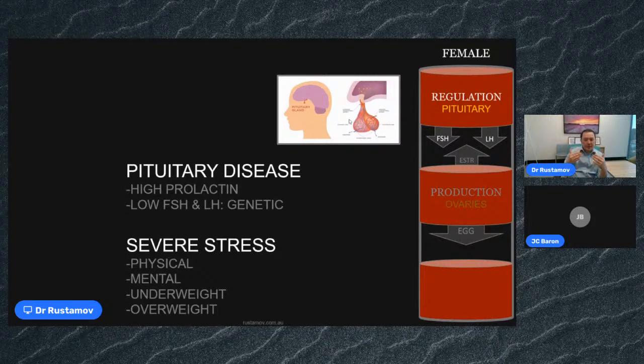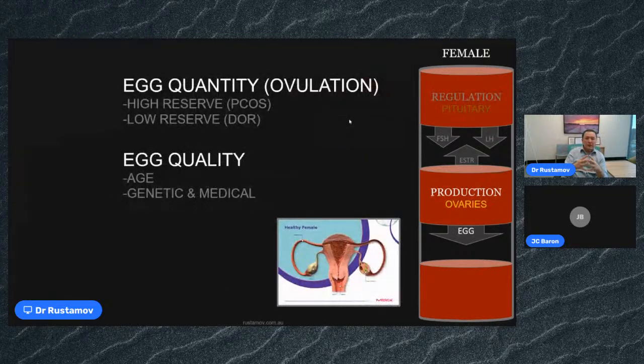It's the body's defense mechanism: if women or men are undergoing severely stressful events in their life, the body protects them and doesn't let them conceive. Being severely underweight or overweight can also act like severe stress on the body, causing pituitary dysfunction and leading to infertility. Next, at the level of egg production, we see two problems: quantitative problems and qualitative problems. Usually, quantitative problems can cause a lack of release of eggs, or ovulation.